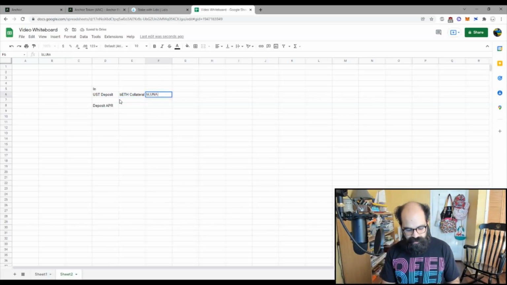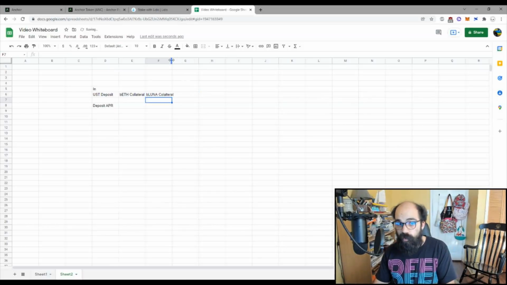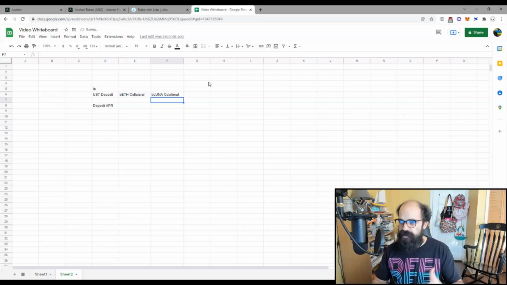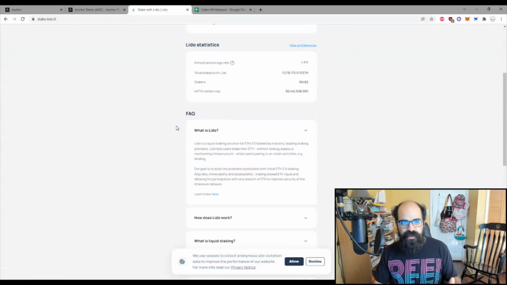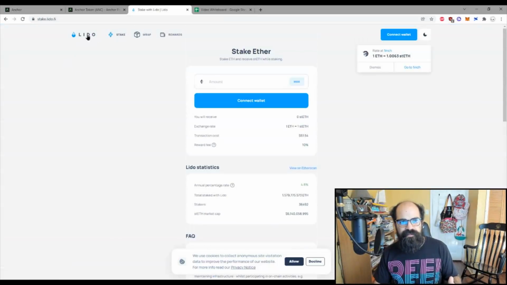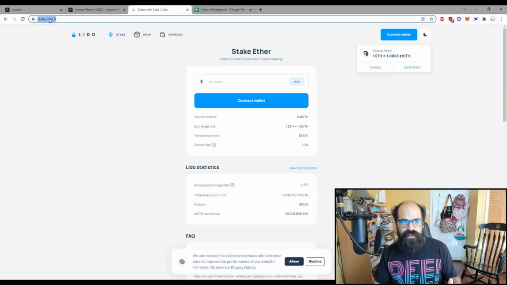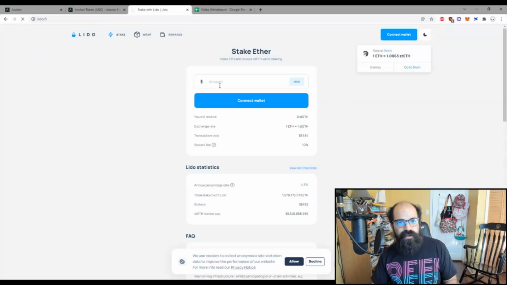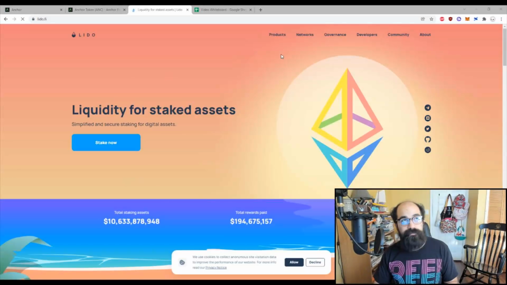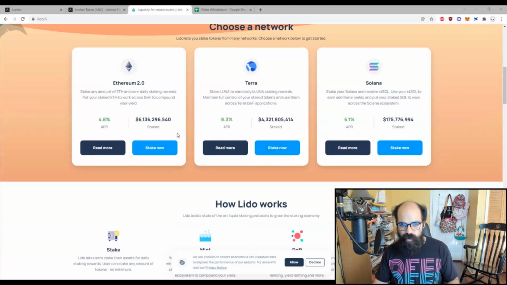And then B-Luna collateral. So when you hold B-Luna or B-ETH, you're getting the APY or APR off of that. And effectively B-ETH is stETH, just wrapped. That's all it is. And stETH gains yield from Lido. I say Lido. If I'm wrong, I'm wrong. So if you look here, stake, Lido. Let's just go to Lido.fi. I want to show you the APRs of Ether and Luna. So 4.8% and 8.3%.